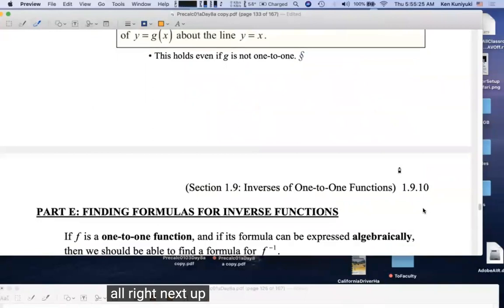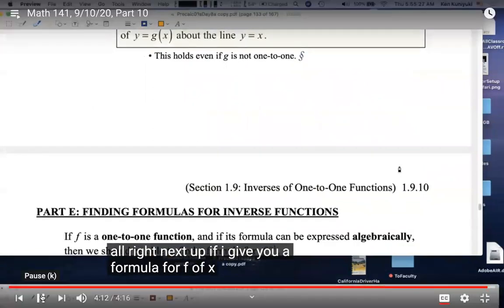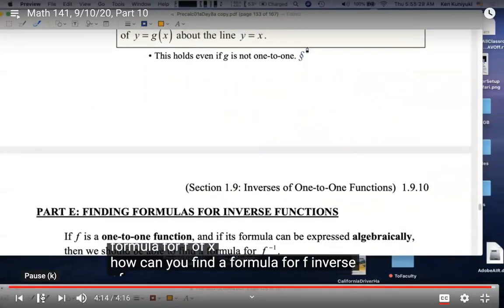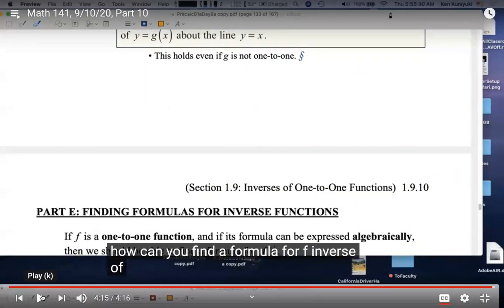All right, next up, if I give you a formula for f of x, how can you find a formula for f inverse of x? Do you remember how to do that from your algebra class? That might ring some bells. Any questions? Graphically, the key thing for inverse functions, AB goes to BA.